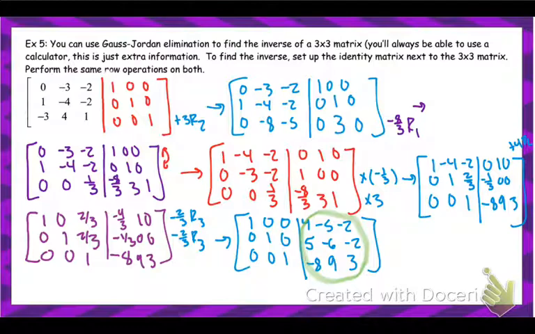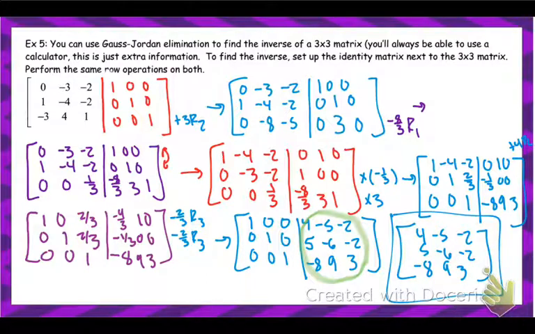So your final answer here, the inverse of that matrix would be 4, negative 5, negative 2, 5, negative 6, negative 2, negative 8, 9, 3. And that's the inverse. And again, there are other methods of getting there. I think this one just ties the best into what we've been doing.